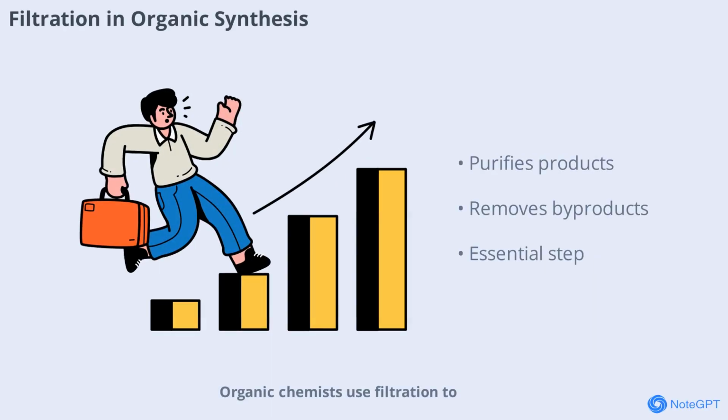Organic chemists use filtration to purify reaction mixtures and isolate products. After a reaction, the mixture may contain solid byproducts, catalysts, or unreacted materials. Filtration removes these impurities, leaving behind the desired compound. This step is crucial for obtaining pure samples for further analysis or use.